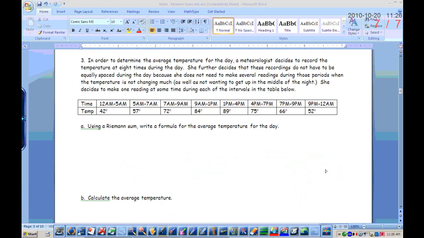All right, in order to determine the average temperature for the day, a meteorologist decides to record the temperature 8 times during the day. She further decides that these recordings do not have to be equally spaced because she does not need to make several readings during those periods when the temperature is not changing much, as well as not wanting to get up in the middle of the night. She decides to make one reading at some time during each of the intervals on the table below. Using a Riemann sum, write a formula for the average temperature for the day.